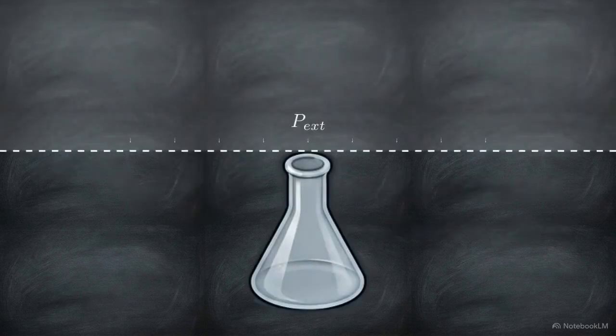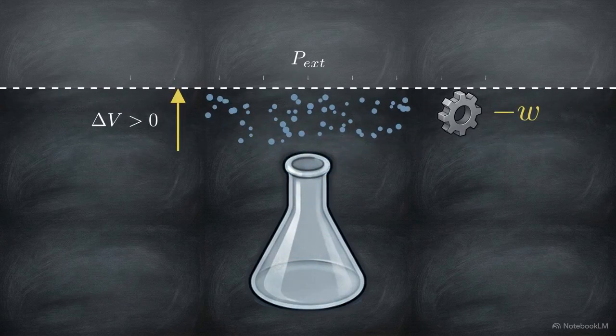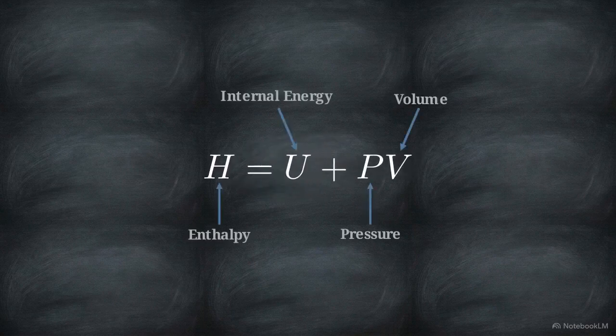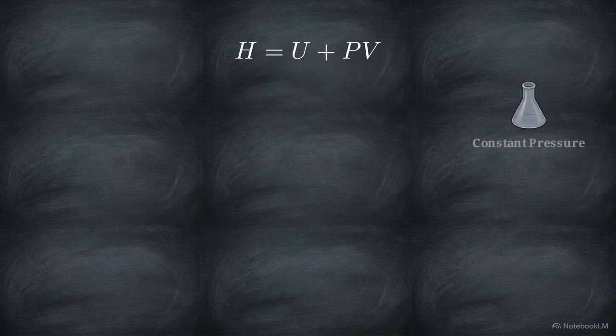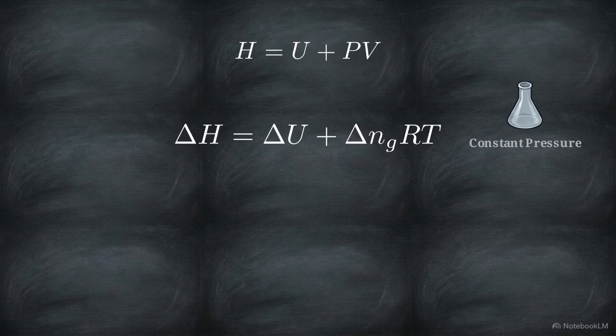Because most real-world chemistry happens in open flasks under constant atmospheric pressure, gases can expand and do work. To account for this conveniently, we use enthalpy, represented by H, which equals internal energy plus pressure times volume. For a reaction involving gases, the change in enthalpy equals delta U plus the change in moles of gas times RT.